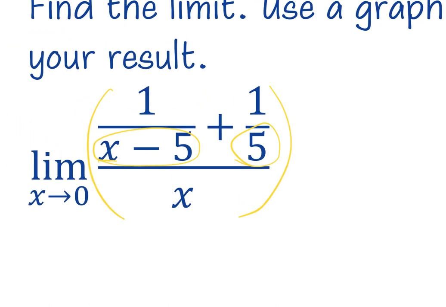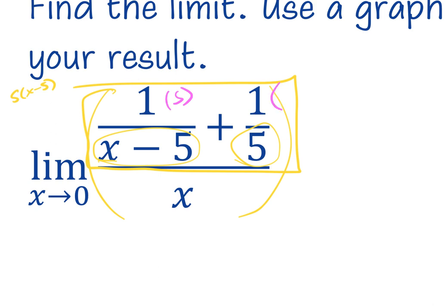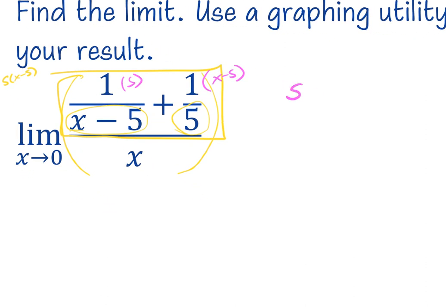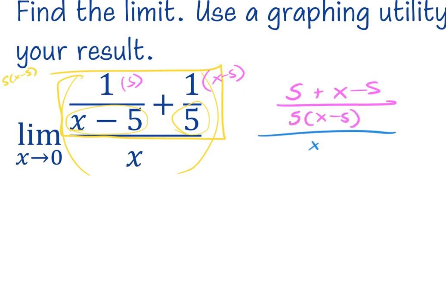So my least common denominator of my numerator is 5 times x minus 5. So the long way around this is changing them so they have that denominator and then combining them. And by changing them, I mean this one's going to get multiplied by 5. And this one's going to get multiplied by x minus 5 because that's what those denominators are missing. So this becomes 5 plus x minus 5 all over 5 times x minus 5. All that is still over x.